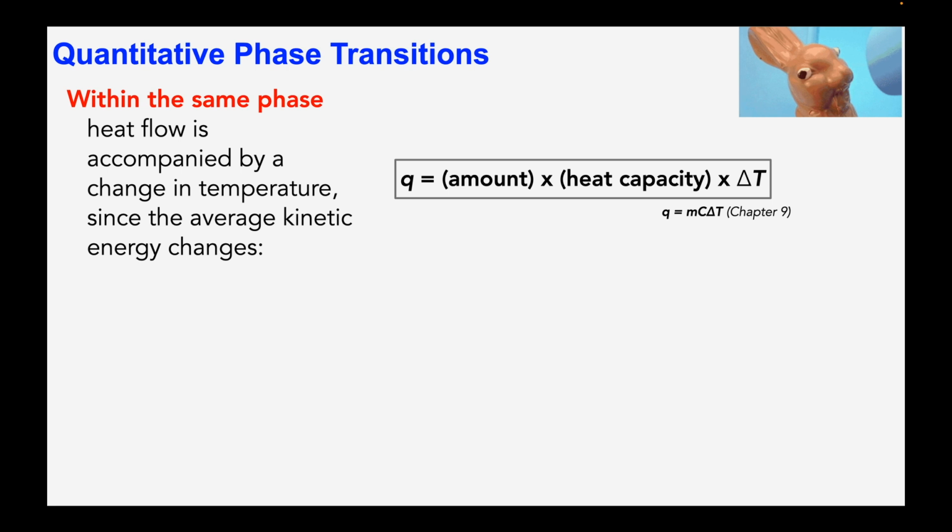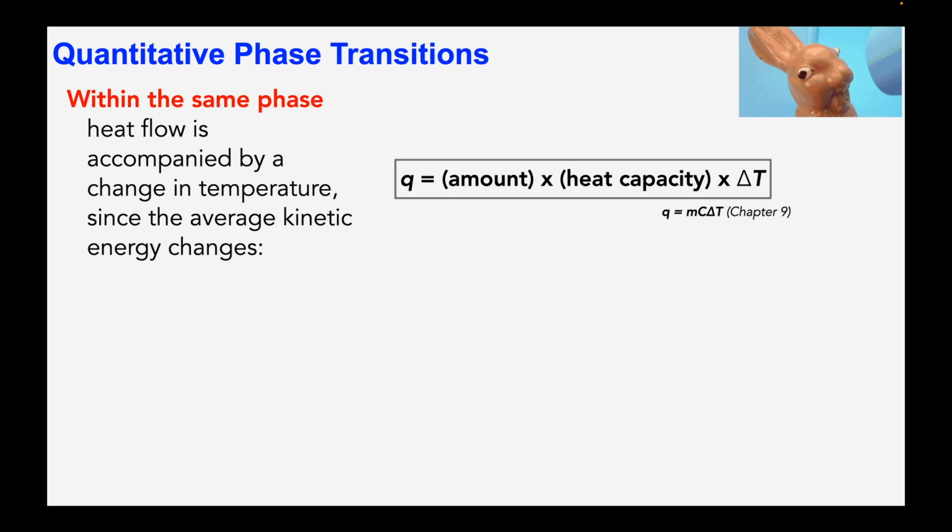So, an example, if you were heating water from 25 Celsius to 90 degrees Celsius, you would use mc delta T. Your heat capacity would be 4.184. You'd multiply that by the amount. Your delta T would be final minus initial temperatures, and you'd be good to go.